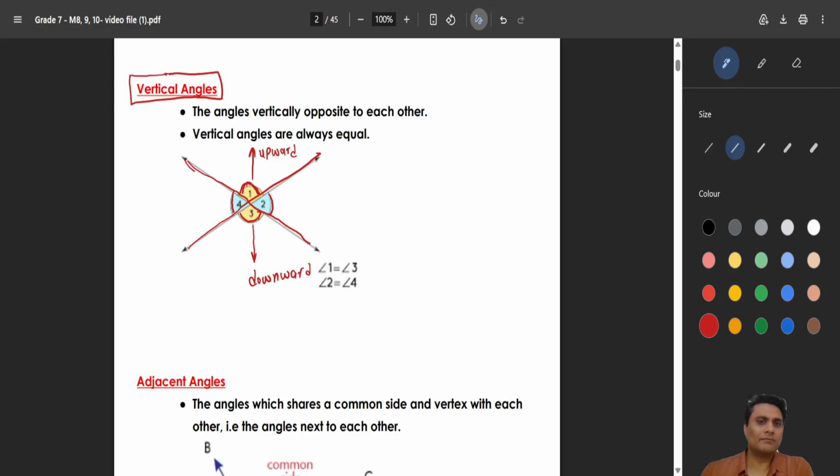So we call them vertical angles. Vertical means the angles which are opposite to each other. The angles which are vertically opposite to each other. So see, they are opposite to each other.